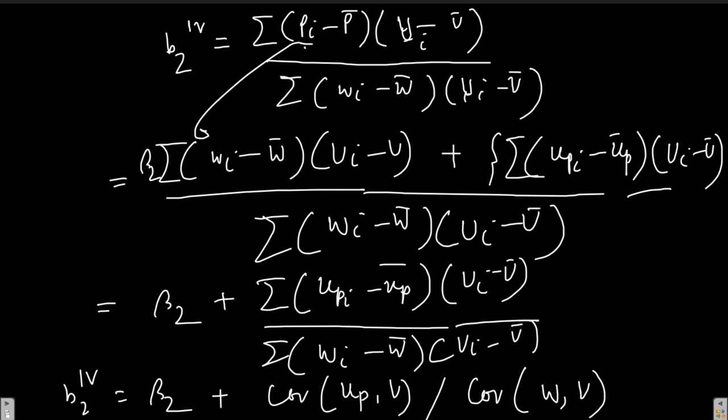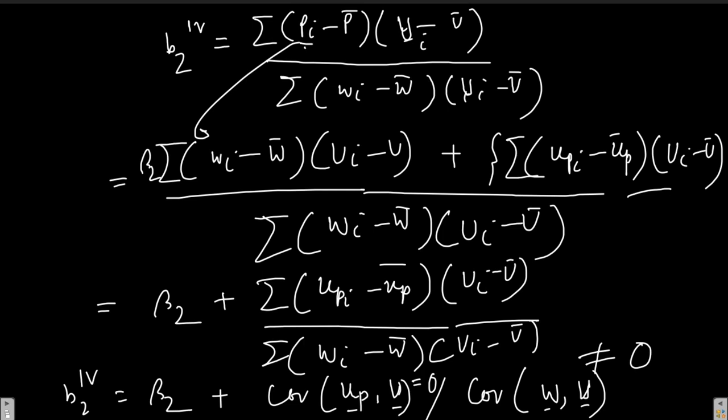So the denominator, W and U: we have seen in the previous equation that U is influencing W. In the regression equation, U is the regressor, so that is not going to be equal to 0. So I'm fine with this. The denominator is not equal to 0. Whereas the numerator, we have seen UP and U are not related, so this term is going to be 0.